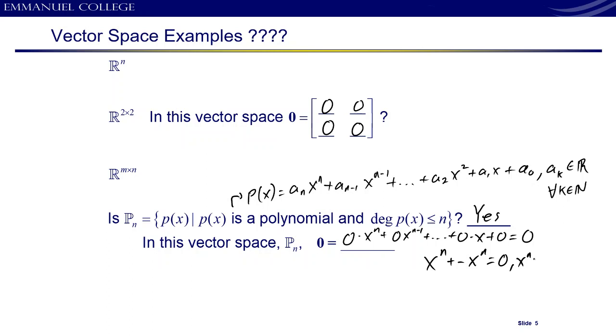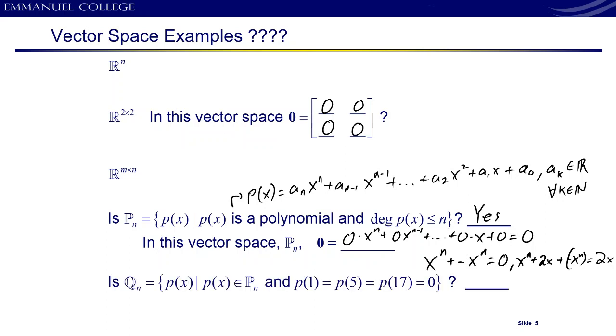Or even if I do x to the n plus 2x plus negative x to the n, I'll get 2x, and that has a degree of 1. So you can always decrease the degree. But the thing is, it's very specific that the degree is going to be less than or equal to n. Not that the degree has to be equal to n. Because if you make it equal, then it's not a vector space because the inverses break the rule. So you can never actually have 0 in there.